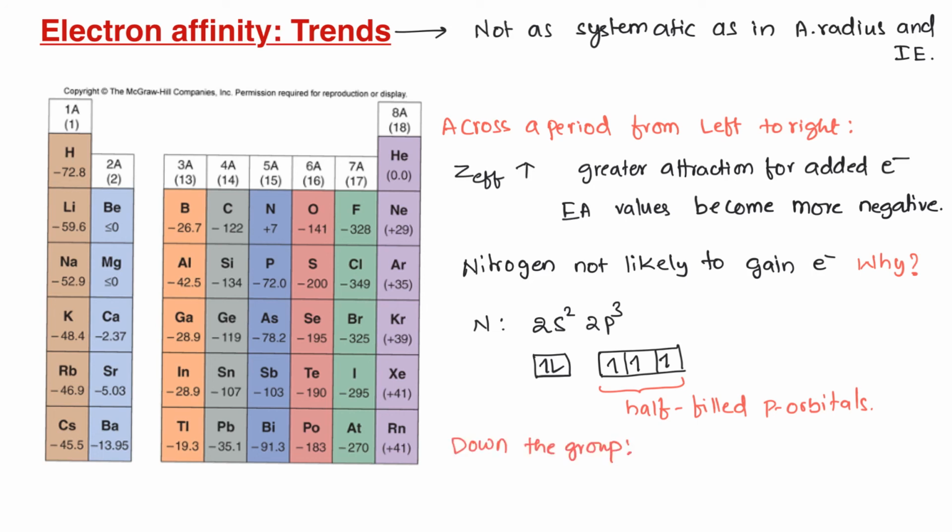Down the group, the effective nuclear charge decreases and the outermost electron level gets farther and farther away from the nucleus. Therefore, the nucleus attracts the added electrons less strongly. That is, the electron affinity should become less negative. This trend is only observed in group 1 elements, and all the other groups have several exceptions to these trends.